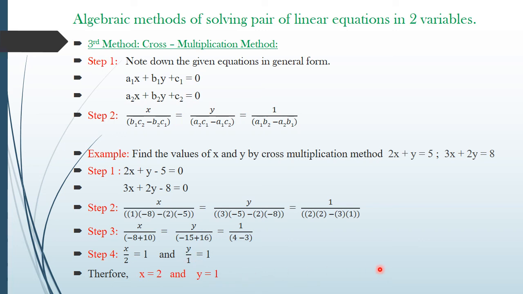This is how we can obtain x and y values by first forming this formula, then substituting the values of a1, a2, b1, b2 and c1, c2 in this formula, and then by doing cross multiplication we obtain the x and y values. That is why the name of this method is the cross multiplication method. Hope you have understood all three methods of solving a pair of linear equations using algebraic methods.